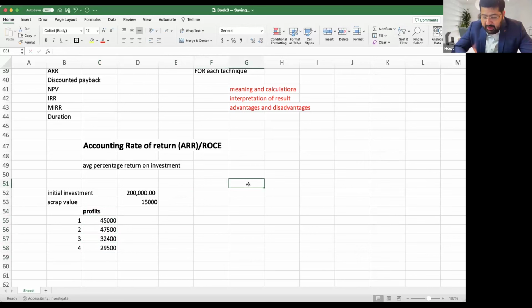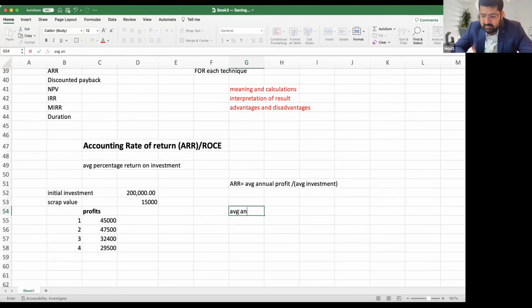How to calculate? The formula is ARR, or ROCE, equals average annual profit divided by average investment. So how is average annual profit calculated? First of all, average investment. Let me tell you about that. It is equal to initial investment plus scrap value, divided by 2.